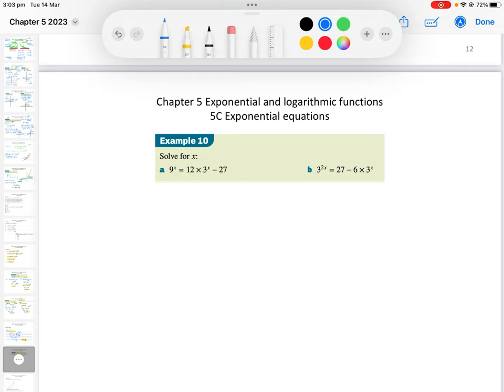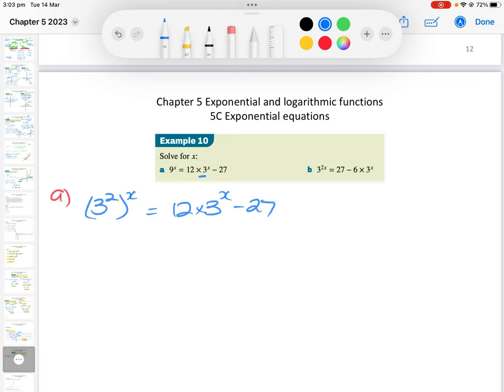Let's have a look. Now these are really common and it is a technique you will have to know. So we say 9 to the power of x. The problem is I've got a 3 to the x here. So why don't I write 9 to the power of x as 3 squared? 9 to the power of x equals 12 times 3 to the x minus 27.